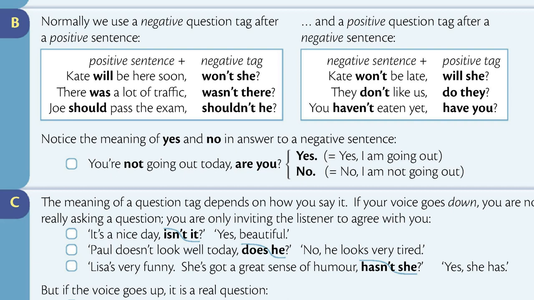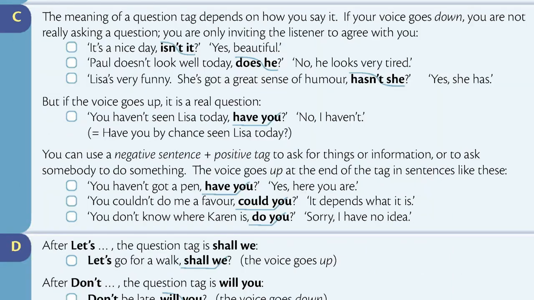Notice the meaning of yes and no in answer to a negative sentence. You're not going out today, are you? Yes. Or, No. Section C. The meaning of a question tag depends on how you say it. If your voice goes down, you are not really asking a question. You are only inviting the listener to agree with you.